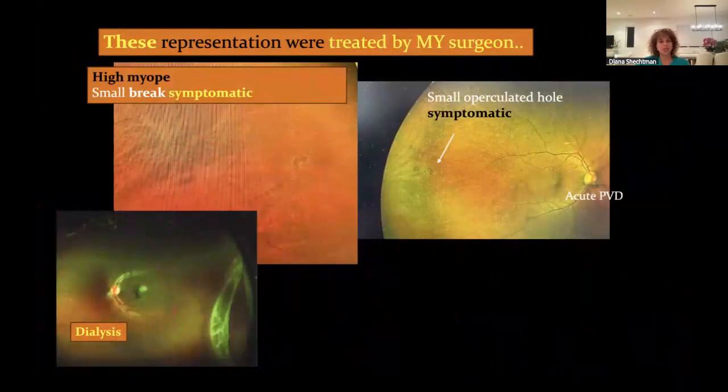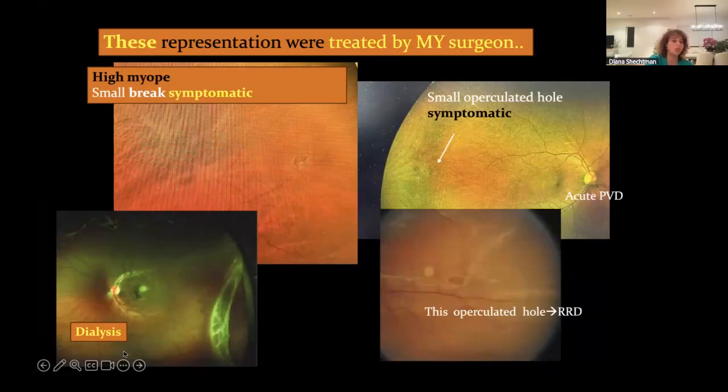These presentations, I can tell you, were all treated by my surgeon, and I'll give you this one later on. But this one has an acute PVD, symptomatic. It is a very small operculum, some fluid, but given the acute nature, the symptomatic and the mild fluid, it was treated. This is a micro tear, but it is a flap tear, symptomatic, also treated. All dialysis, traumatic in nature, are always treated. Too much of a large area, and they're usually younger patients.